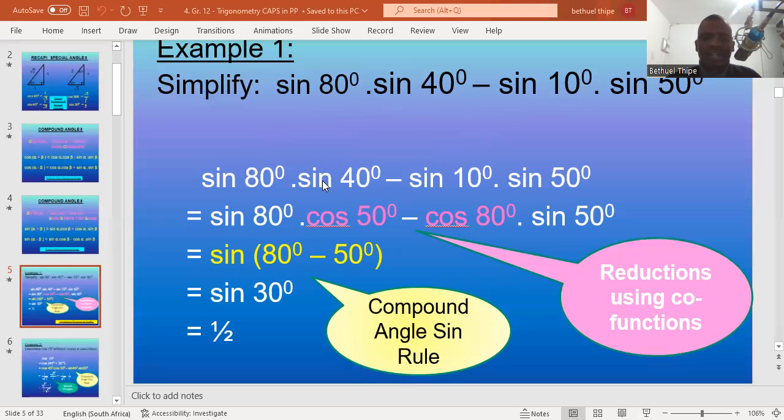We implemented that by considering the effect of cofunctions. Sine is a cofunction of cos. We implemented also the idea of complementary angles. The sum of angles that gives us 90 degrees are called complementary. That's why we say the sine of 40 degrees is equal to the cos of 50 degrees, and the sine of 10 degrees is the same as the cos of 80 degrees because 10 plus 80 gives us 90 degrees. We leave 50 as it is because our objective was to express the whole of this problem in terms of 80 and 50. You can see that on step number 2 here, we have 80 and 50. Our alpha is 80 and our beta is 50. Of course, here we're going to subtract 80 and 50, then we get 30. Then from there we get half.